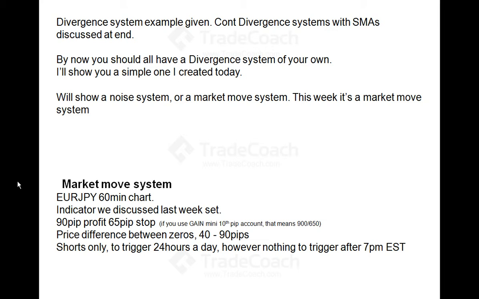Okay, so here what I've got is a Euro Japan 60-minute chart. The indicator I use is the one that we discussed last week, TRIX set at 5. I've got a 90 pip profit, 65 pip stop. If you're using your gain 10th pip counts, it'll be 900 and 650. What I'm looking for, there's not many rules, there's only 2 rules really. Price difference between the zeros needs to be between 40 and 90 pips.